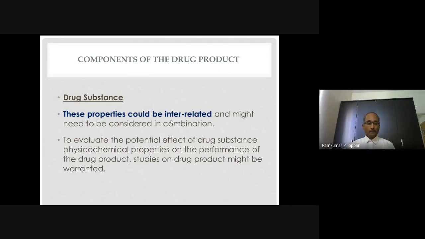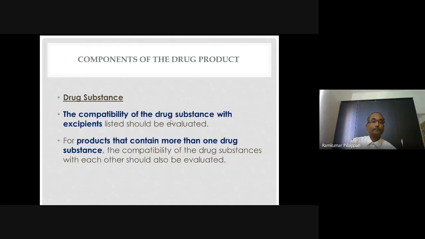See, the drug substance may have particular characteristics. So how it gets along with the excipients or any other combination drugs matters. Compatibility of drug substance with excipients listed. Listed means while submitting a dossier, we always give a list of excipients when you submit your product composition. So whether the drug is compatible, this has to be established in the pre-formulation itself and also in the final product.